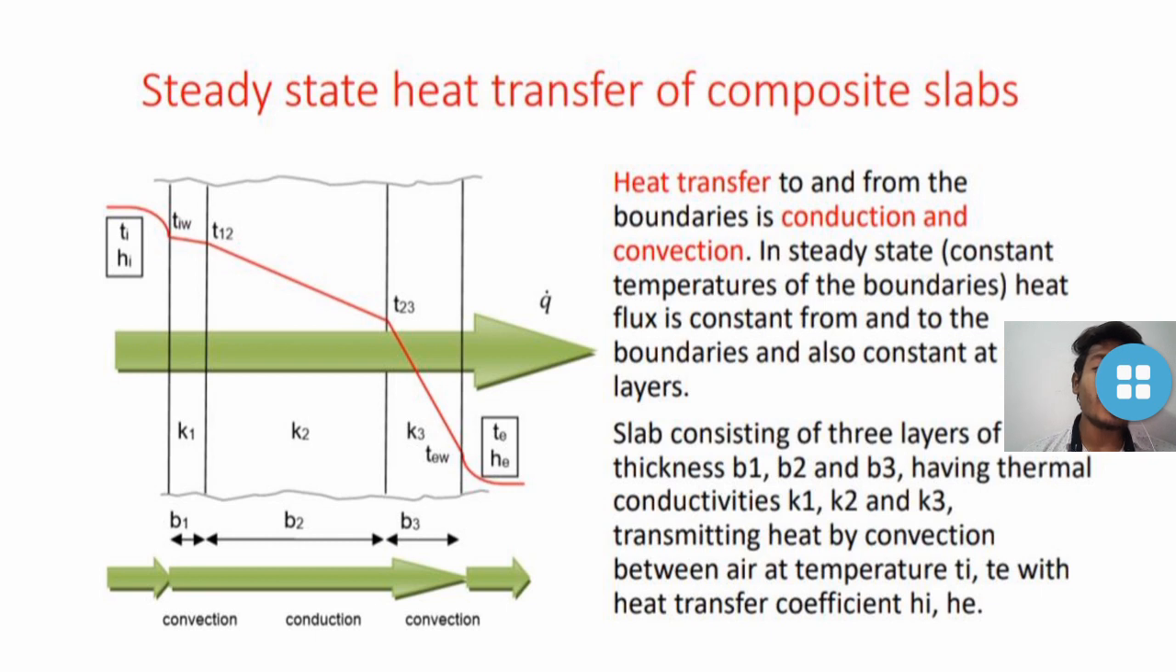Steady state heat transfer of composite slabs. Heat transfer to and from the boundaries is by conduction and convection. In steady state, with constant temperature of the boundaries, heat flux is constant from and to the boundaries, and also constant through the layers. Consider a slab consisting of three layers of thickness B1, B2 and B3, as you can see in the figure, having thermal conductivities K1, K2 and K3, transmitting heat by convection between air at temperatures Ti and Te with heat transfer coefficients Hi and He.